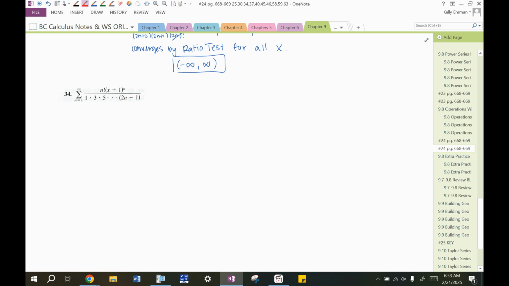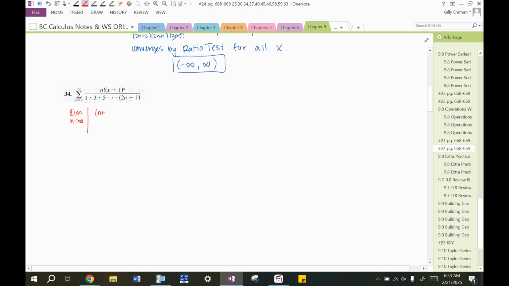Okay, number 34. Here's one of these again. Just a reminder, this is not a factorial. This is saying you're going to multiply all of the odd integers until you get up to whatever your value is when you plug n in. So it's sort of factorial adjacent, but not a factorial. All right, so let's do our ratio test for this one. I'm just going to put this down here where I have room.